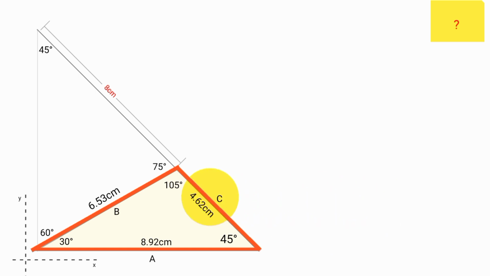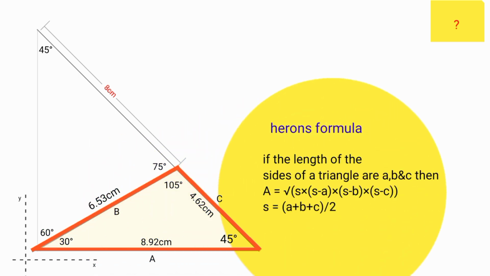Substitute here now. Now since we have the lengths of the sides of the triangle, we can apply Heron's formula to find the area of the triangle. By Heron, if the lengths of the sides of a triangle are represented by A, B, and C, the area of the triangle must be equal to the square root of S times S minus A times S minus B times S minus C, where S equals A plus B plus C all over 2.